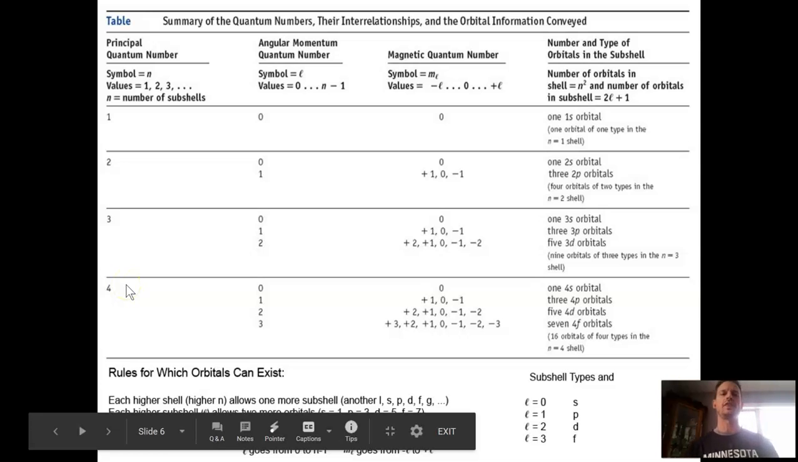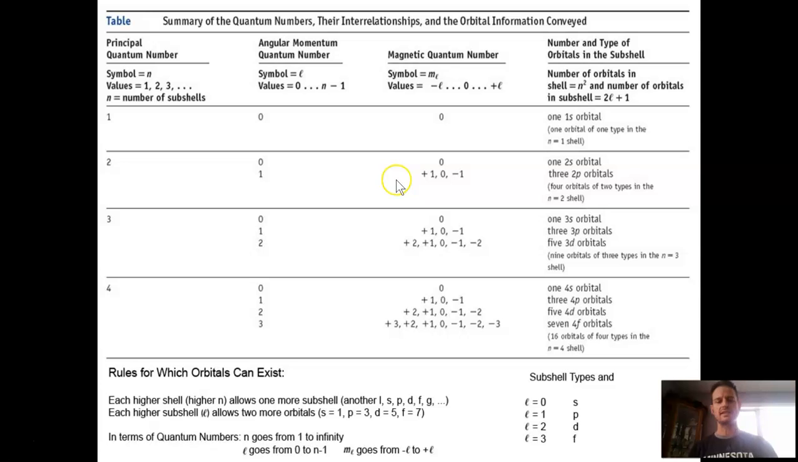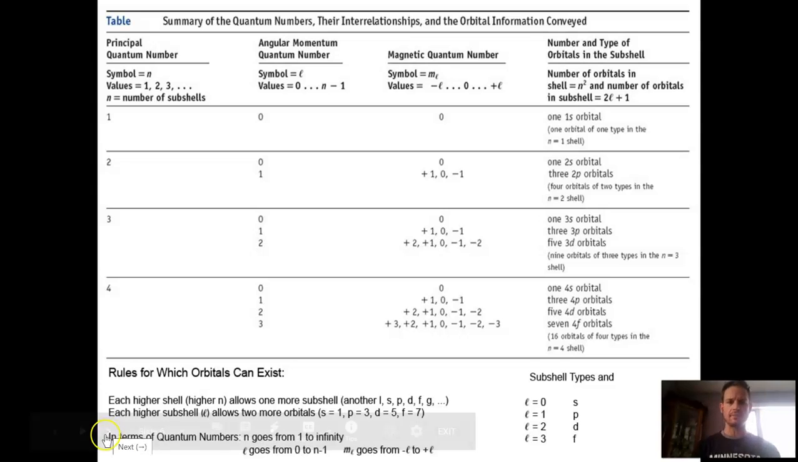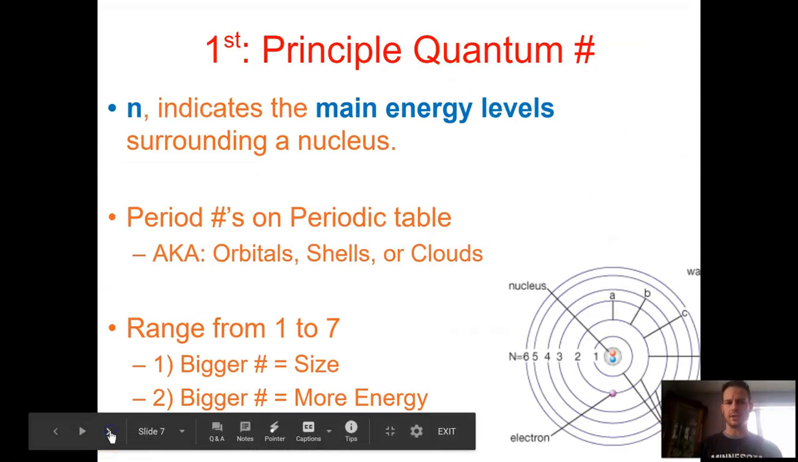So here's kind of the whole thing in a nutshell. We have N's and L's and M's and S's. All right, we're going to take a look at all those. All those are just the same things we just talked about. And so this is kind of everything you would ever need to know. But there's no point in memorizing it because we're going to get this from our periodic table.